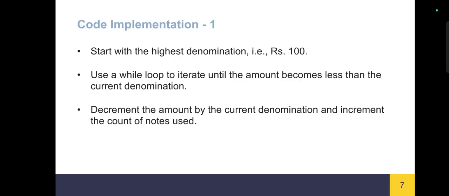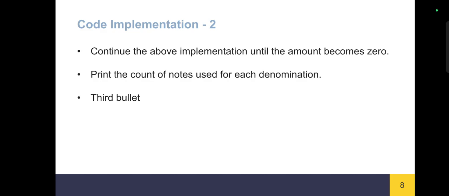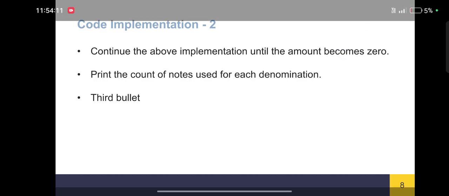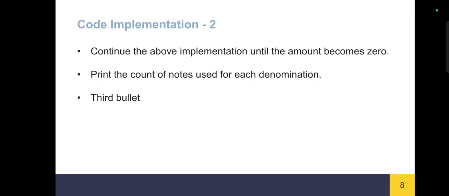Now we shall see how to implement the code. We start with the highest denomination, rupees 100. We use the loop to iterate until the amount becomes less than the current denomination. Decrement the amount by the current denomination and increment the count of notes used. Second, continue the above implementation until the amount becomes 0. Print the count of notes used for each denomination.